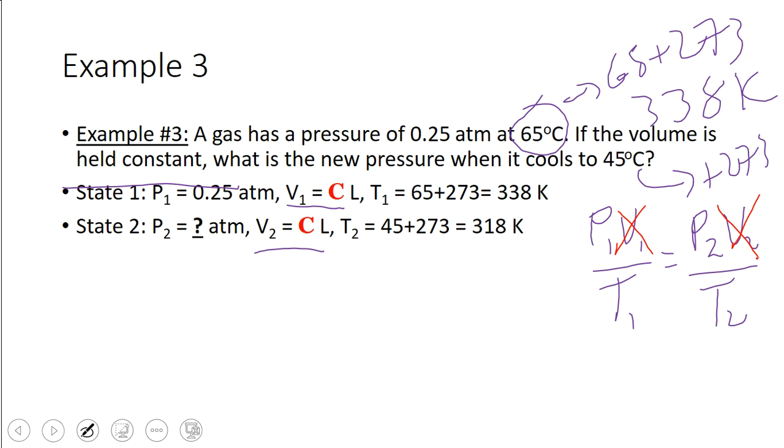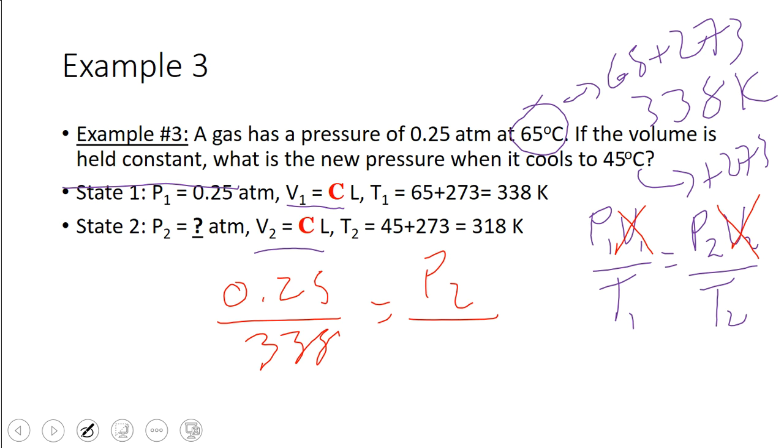So this becomes 0.25 atmospheres divided by 338 is equal to P2, which is what you're trying to solve for, divided by 318. And if you do that, cross multiplying, 0.25 times 318 is equal to 79.5. And then that's going to be divided by 338. And P2 becomes 0.23. So P2 equals 0.23.